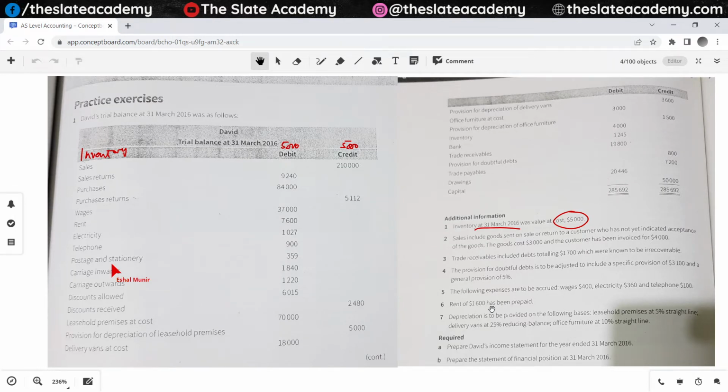Okay, the next it says sales includes goods sent on sale or return to a customer, not yet identified acceptance of the goods. So in this sales, what has happened is that we have sold goods to someone, and we have told that person that, here, take these goods. If they get sold, keep your commission and send us the remaining amount. If they do not get sold, then perhaps after some period you could return it, or some arrangement.